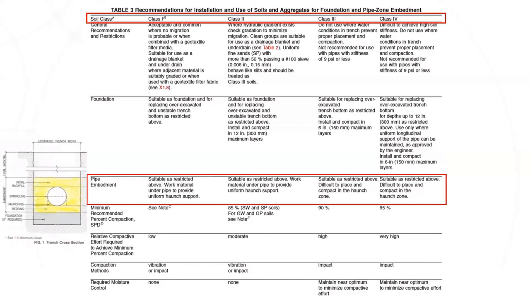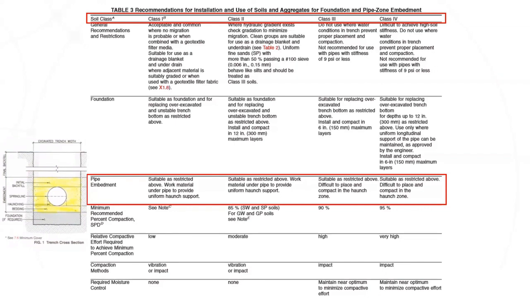Okay, so pipe embedment, this is the area around the pipe, and where we can use materials for the embedment. This says class 1, suitable as restricted above; work material under pipe to provide uniform haunch support. Class 2, suitable as restricted above; work material under pipe to provide uniform haunch support. So we want to make sure we're getting under the haunches. Class 3, suitable as restricted above, but difficult to place and compact in the haunch zone. So this is one you maybe don't want to use in that haunch area, in class 3 and 4. Also class 4, suitable as restricted above, difficult to place and compact in the haunch zone.